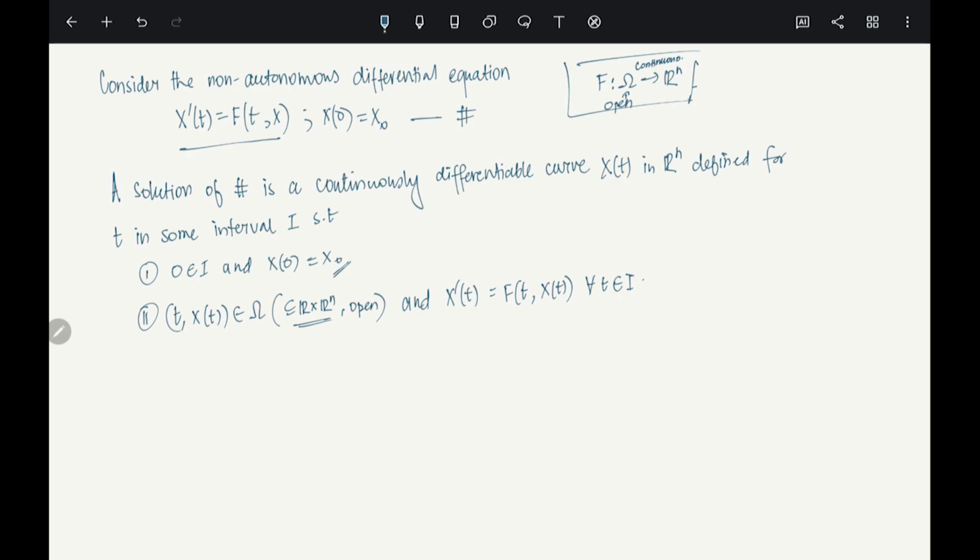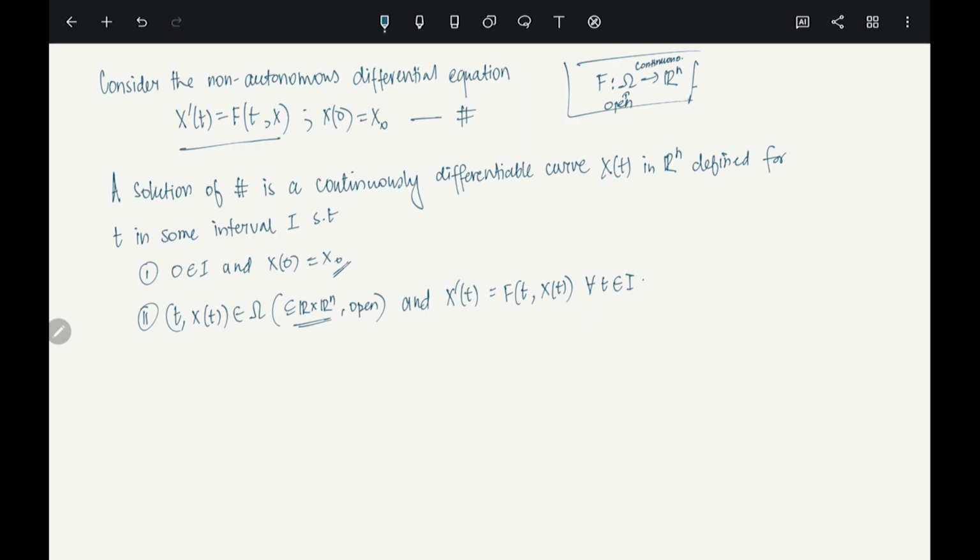So first of all, if there is a solution, it must exist in an interval containing 0, so minus epsilon to plus epsilon, some interval, and (t, x(t)) must always be in omega. Why? Because f of (t, x(t)) has to be defined, because f is defined in omega. And moreover, x prime of t must equal f of (t, x(t)), and this should hold for all t in I. Clear? Then we call that a solution.